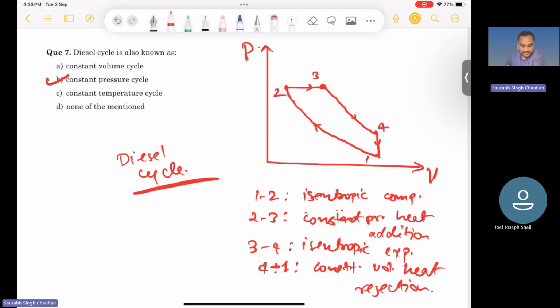And if it was asked that the Otto cycle is also known as, then which option would have been correct? It would have been constant volume cycle. But for the diesel cycle, it is constant pressure cycle. Basically, we have to tell whether heat addition takes place at either constant pressure or constant volume. Okay, so if it is clear, then we should move to question number 8.